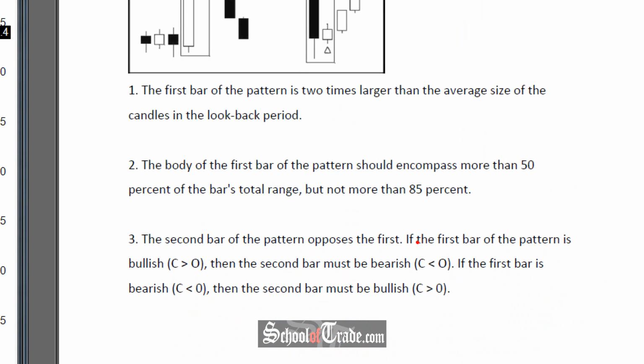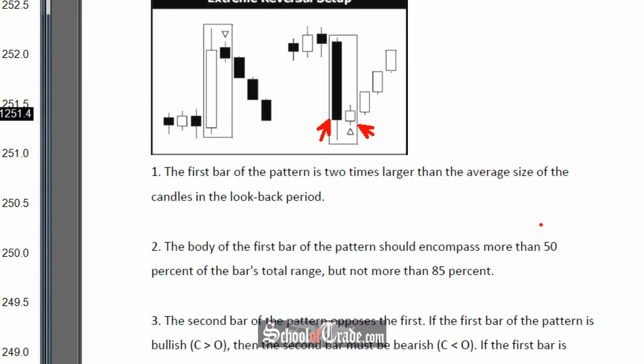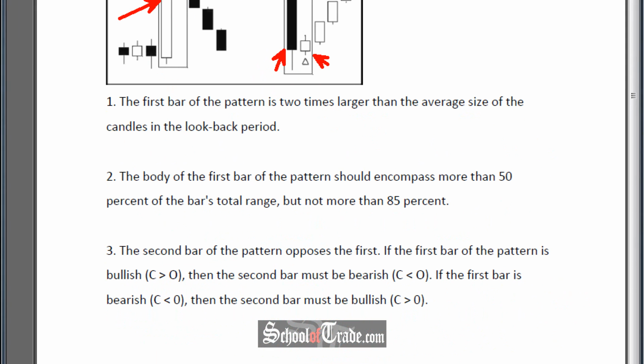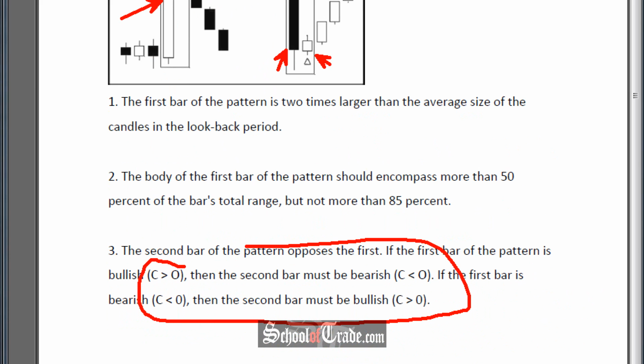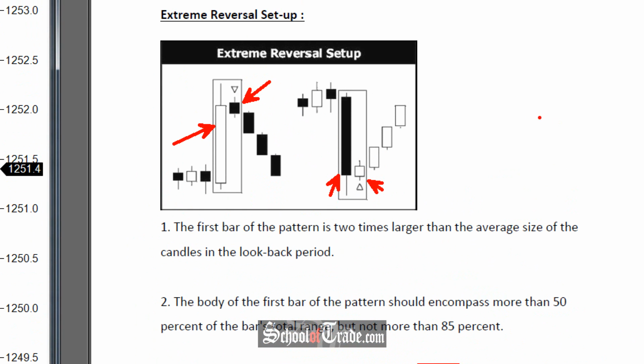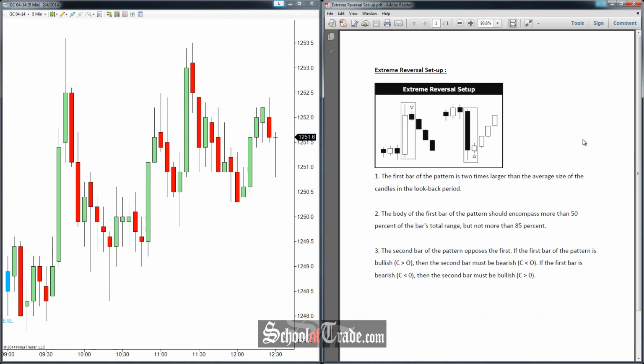And then the next part's more for the programming side of things, but the second bar of the pattern opposes the first, meaning if it's a down candle, you want the next candle in the pattern to be an up. Same if you're looking at a bullish extreme reversal candle, the next candle should be down. And then this part just kind of breaks into the programming side of things, so we don't have to worry about that. The key thing is just making sure that if the extreme reversal's down, the next candle's up, and that the body is the correct size in accordance to the look-back period. So that's going to be the background of the extreme reversal.